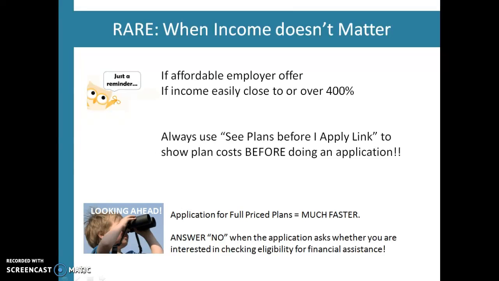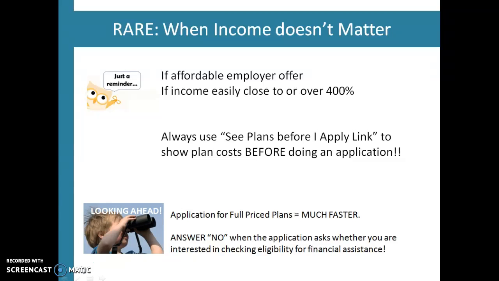There are a couple of instances where the income doesn't matter, although this is unusual. The first is that we've talked about this. If there is an employer offer of coverage that's adequate and affordable, the consumer will not be eligible for subsidies, which means we have no reason to enter the income on the application because they're not eligible for subsidies. Likewise, if the income estimate is close to or above 400%, this would be another good time to skip questions about income because you know the consumer is not eligible for subsidies. Always a good idea to show the consumer the cost of those plans before actually doing an application. They can make a decision then if those look like affordable, good options for them. And if they are good with that, then we would do the application. But don't do that the other route.